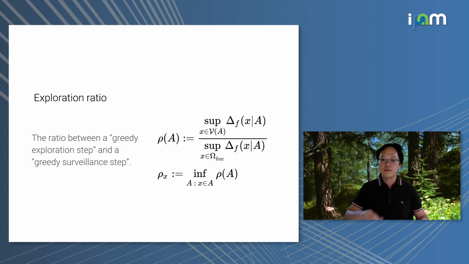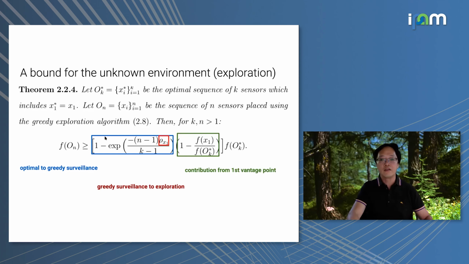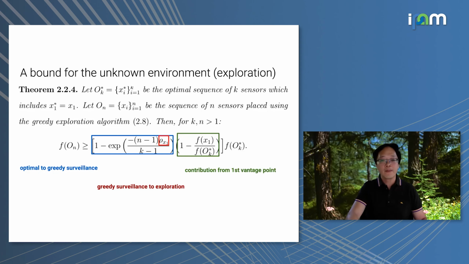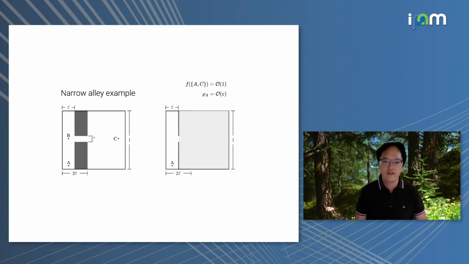Okay, so I should speed up a little bit. I think I'm just going to skip these details and tell you that there's, of course, more factors in there. This is the ratio that tells you how the first observation location will contribute to the whole thing. And then there's the rho factor, which tells you, in an ideal setup, what's the gap between the surveillance step and the exploration step. But it's probably best illustrated in the following figure.